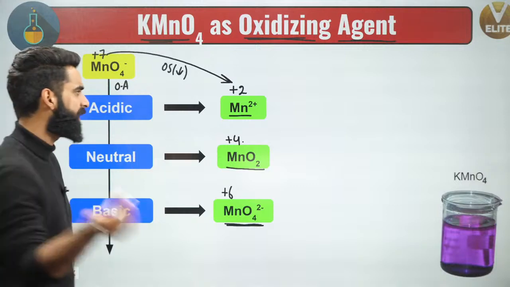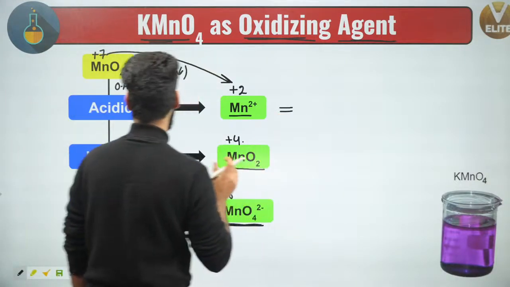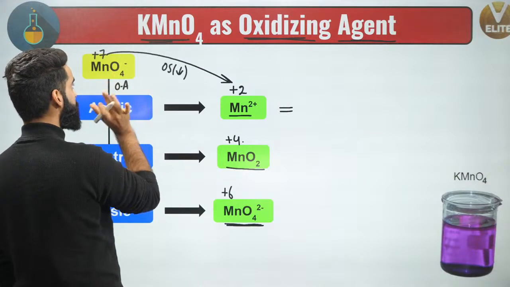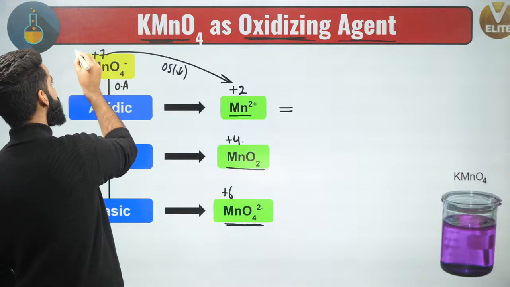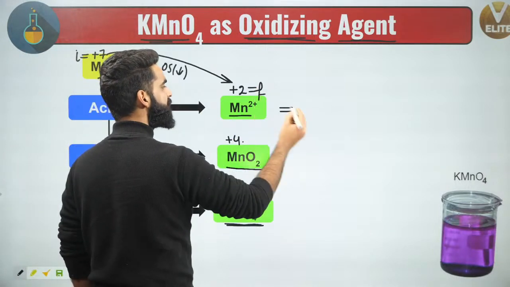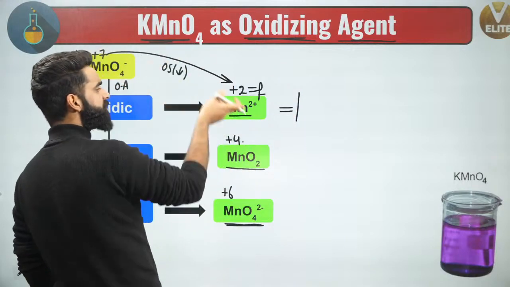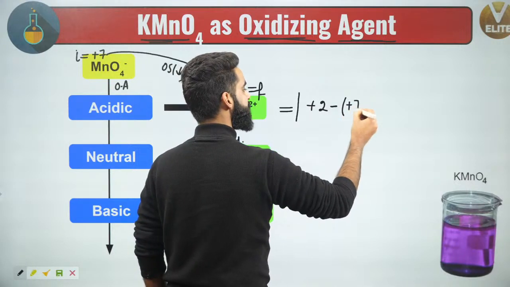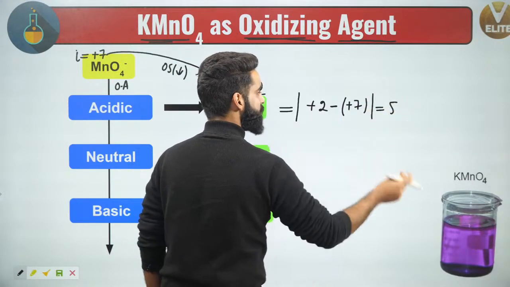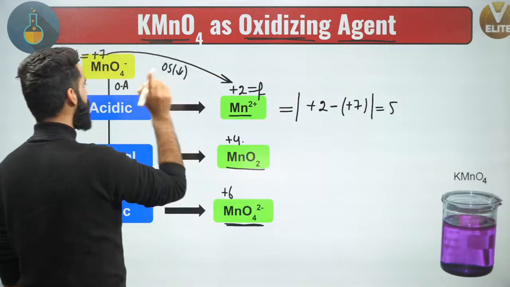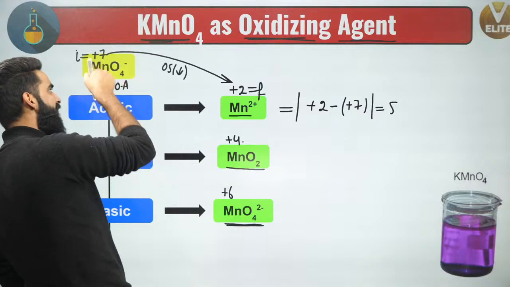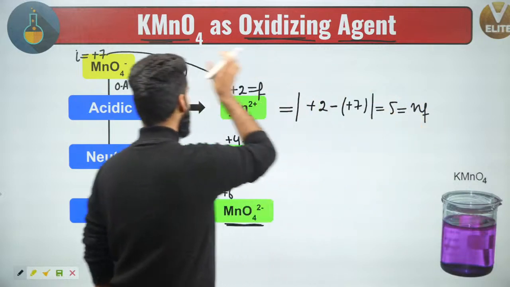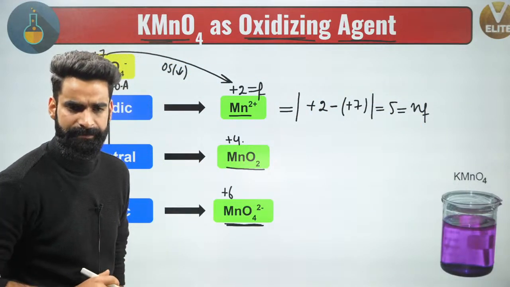How will I be doing that? Very simple. First of all, the N factor of this MnO4 negative right here is going to be equal to... Simply, this is the initial oxidation state of Mn right here. This is the final oxidation state of Mn right here. I'll calculate the mod of change in the oxidation state of Mn, which is going to be the final oxidation state of Mn minus the initial oxidation state of Mn, that is +7. Yes, the value you'll be getting is 5, right? And 5 is the change in the oxidation state for one atom of Mn, and I have only one atom. So I'll say in acidic medium, the N factor of KMnO4, the N factor of MnO4 negative, is going to be 5. Very simple. Yes.